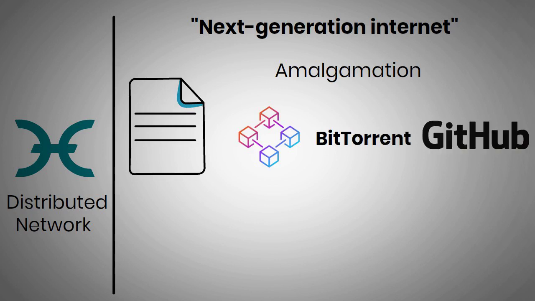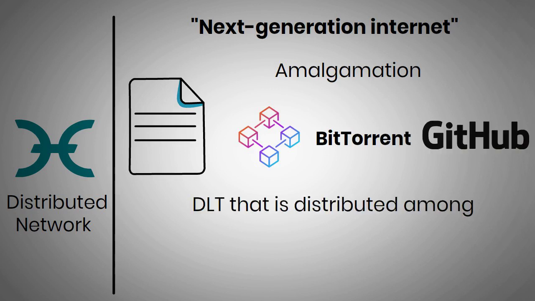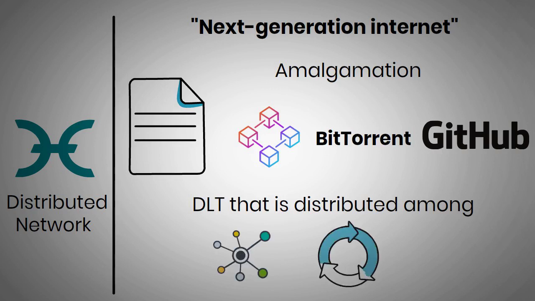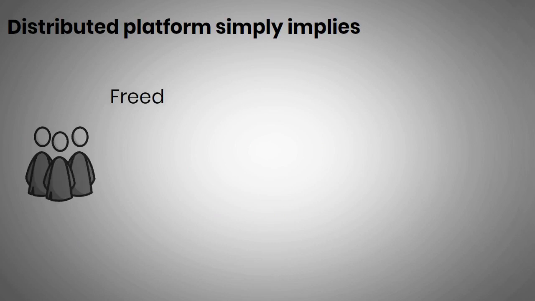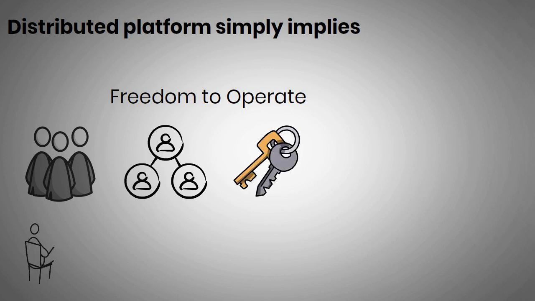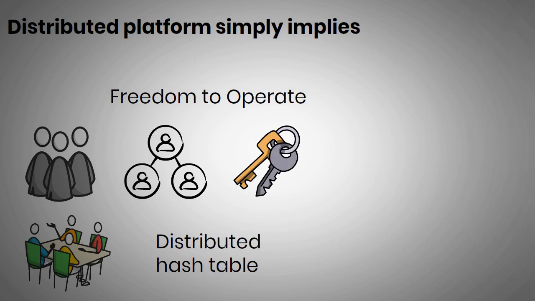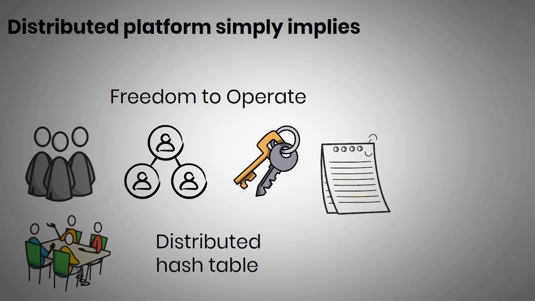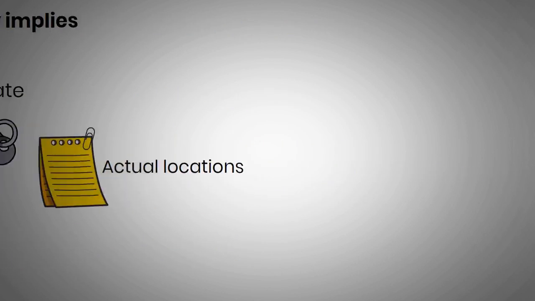This is to say that this is a DLT that is distributed among nodes to avoid any instance of centralized control of data flow. A distributed platform simply implies that each node will run on a chain of its own. This is to say that nodes or miners have the freedom to operate autonomously. Users can store data using specific keys in what the team behind Holochain calls a distributed hash table, or the DHT. However, this data stays in actual locations distributed in various locations across the globe.